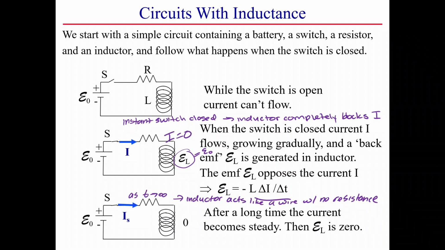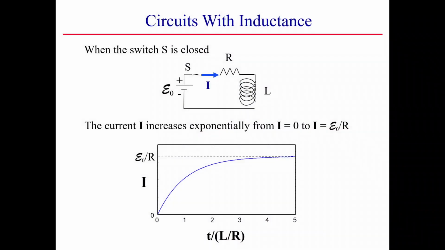At t equals 0, when that switch is closed, it completely blocks the current, and then it slowly allows current to flow until it reaches a steady state. So what ends up happening is when you first close that circuit, you are going to get this smoother curve. This curve has another time constant with it, tau. Tau is going to be L over R.